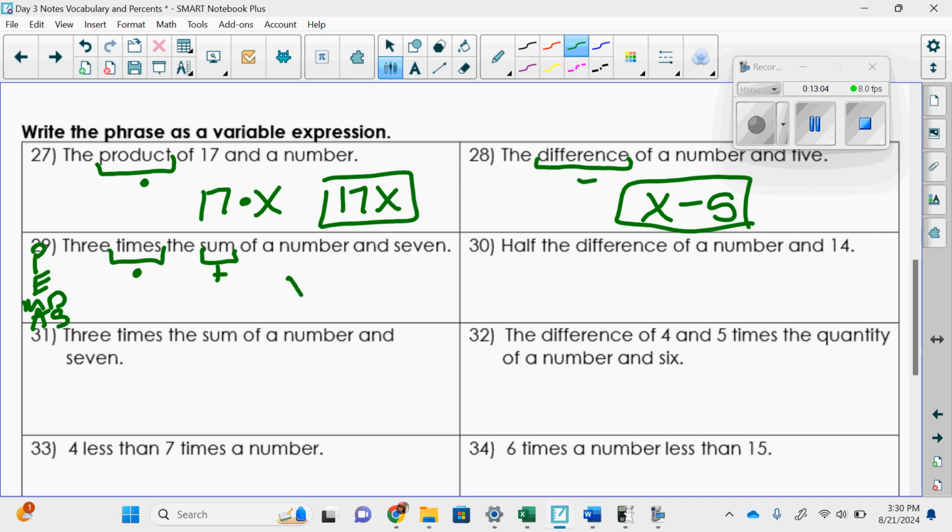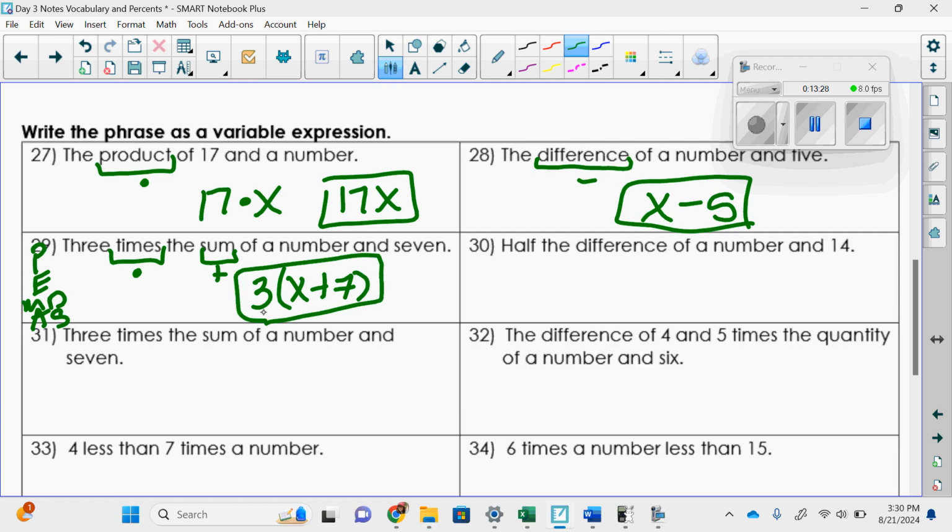So we have the sum of a number and 7, so x plus 7, and then we put that in parentheses and then times 3. So that's how we get 3 times the sum, because I don't want to just do 3 times x and then add 7. I want to do 3 times that sum. So I want to add first and then multiply by 3.